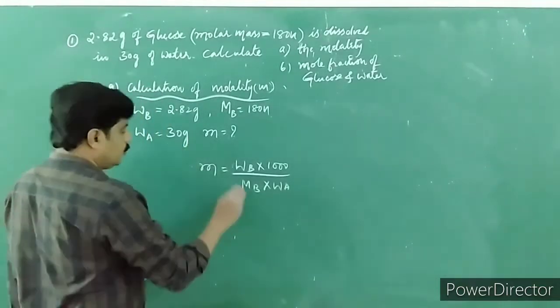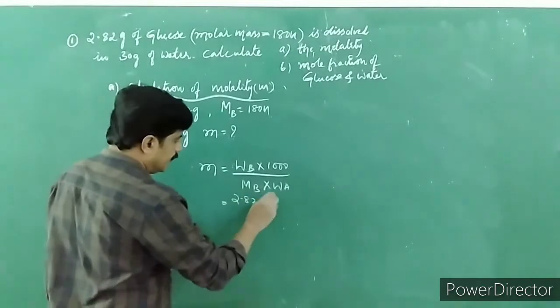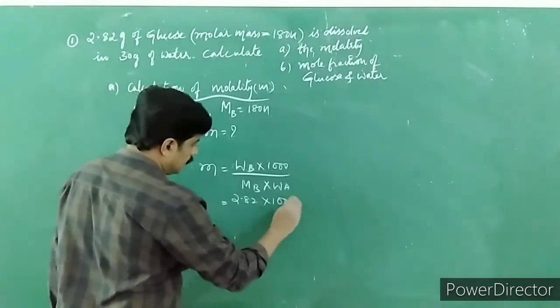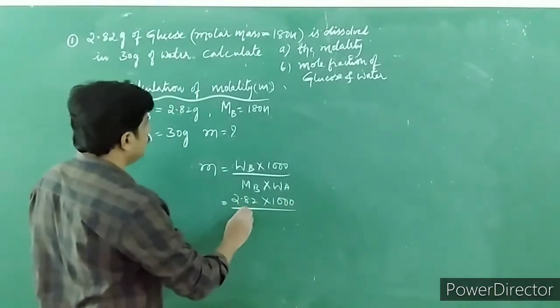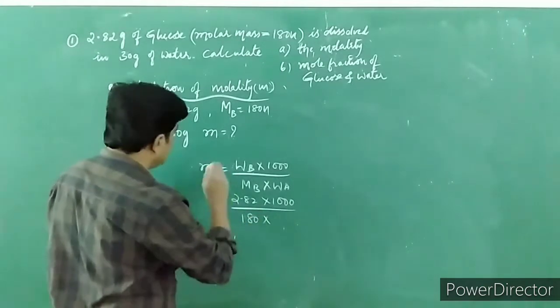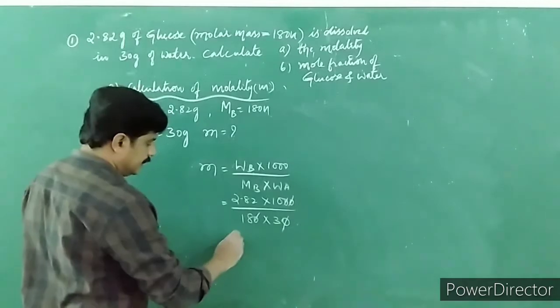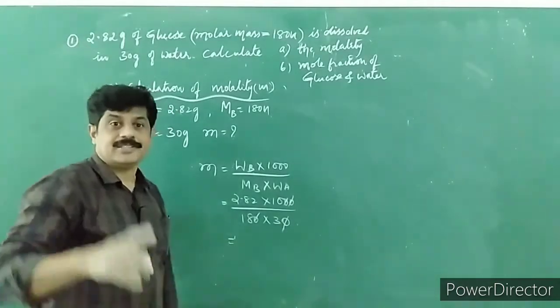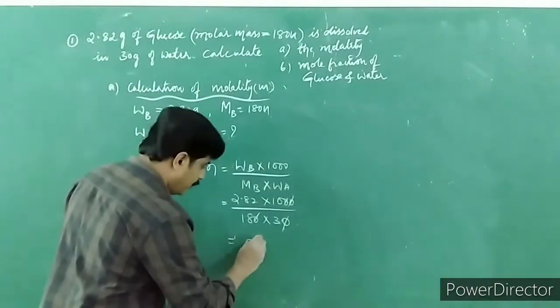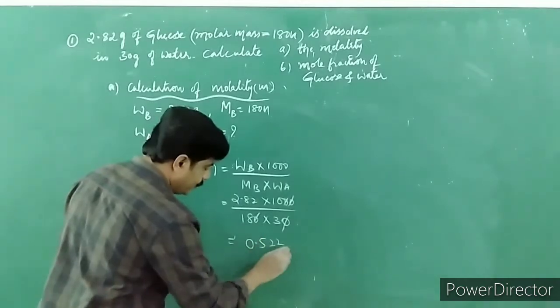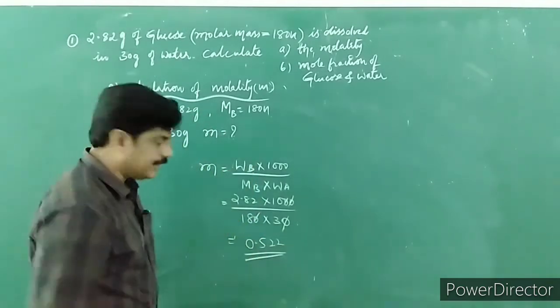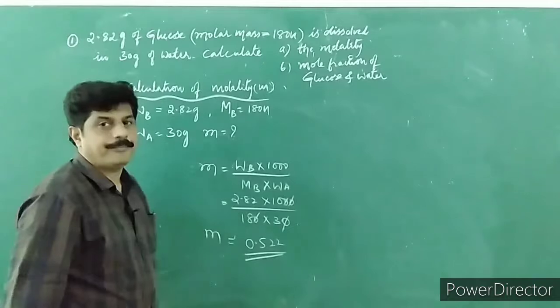WB is how much here? 2.82 into 1000 upon MB is how much here? MB is equal to 180 into WA is 30. Children, if you simplify this, you are going to get 0.522 approximately. This is your m.